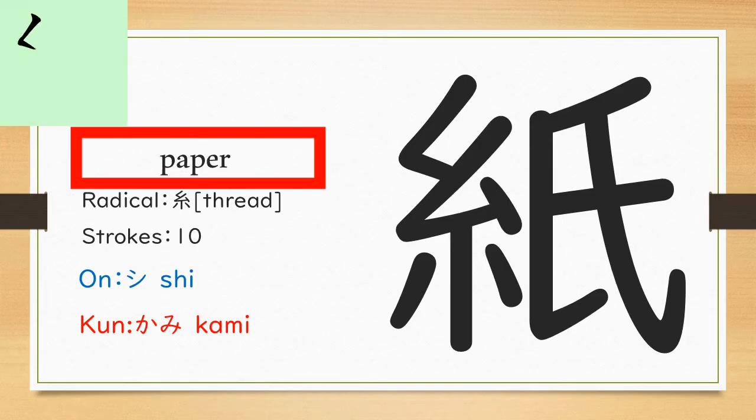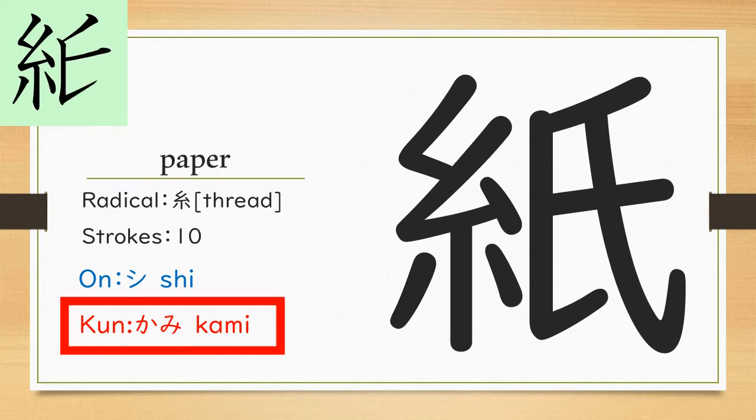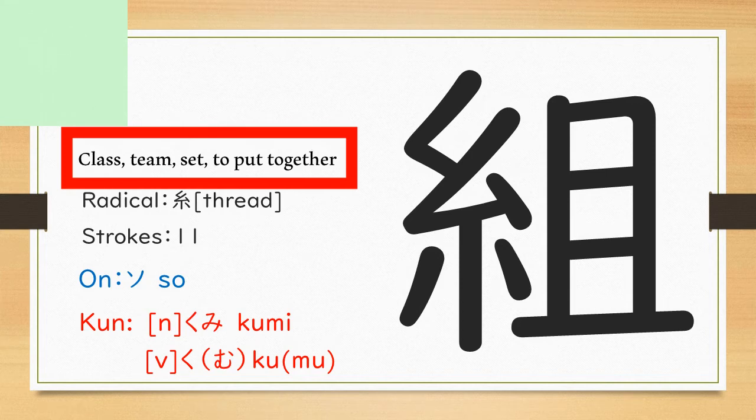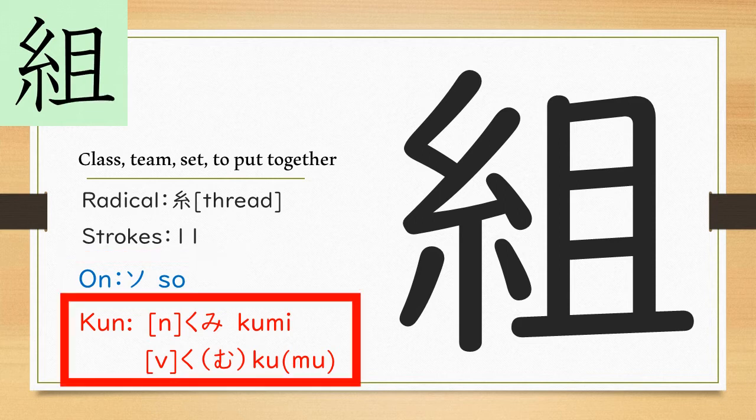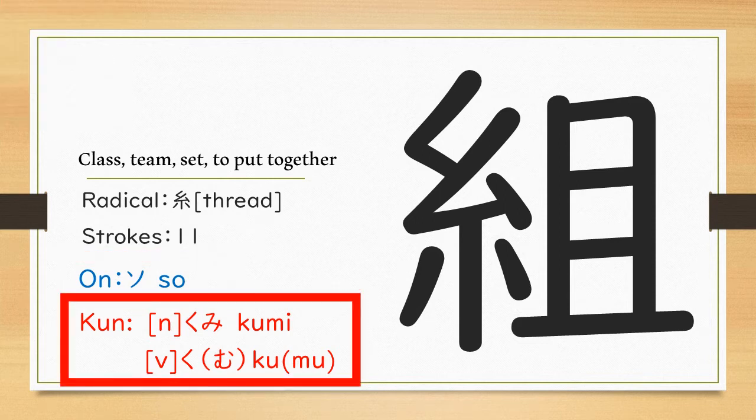This kanji means paper. On is shi. Kun is kami. This kanji means class, team, set, to put together. On is so. Kun is kumi as a noun means class, team, or set. Kumu as a verb means put together.